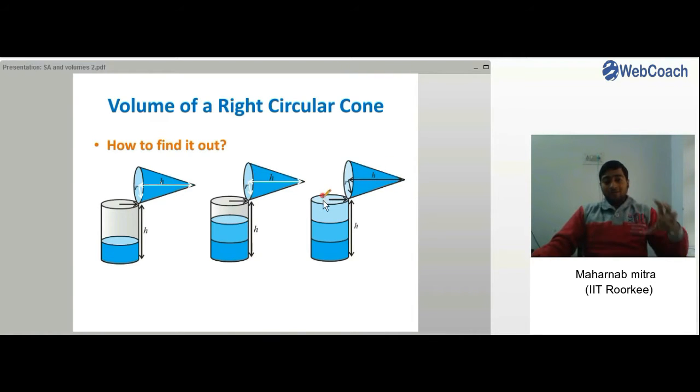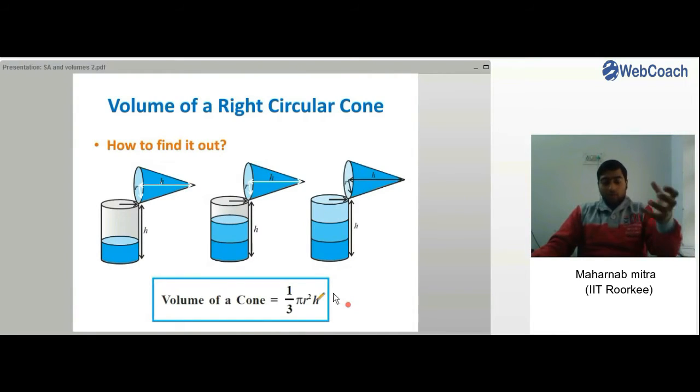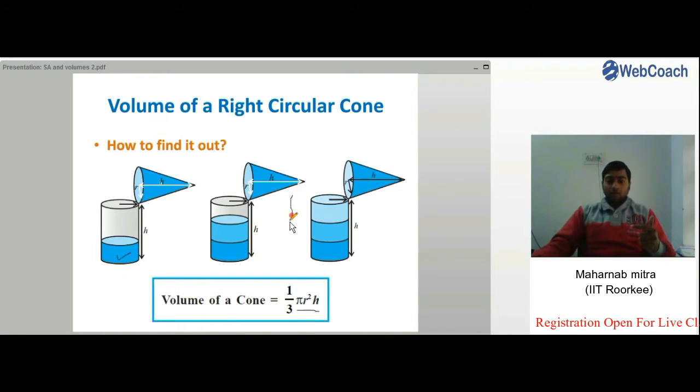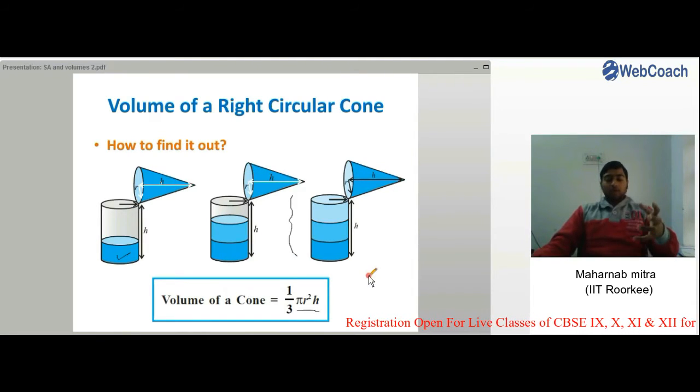So if the volume of one cylinder is 3 times the volume of a cone, then the volume of the cone must be 1/3 of the volume of a cylinder, right? Now pi r square h was the volume of the cylinder, right? So you can see the volume of a cone must be 1/3 of it. This portion was 1/3 of the entire volume of the cylinder.